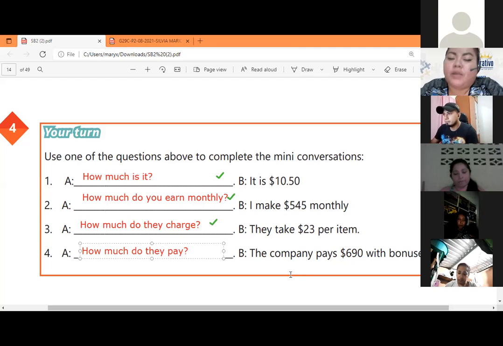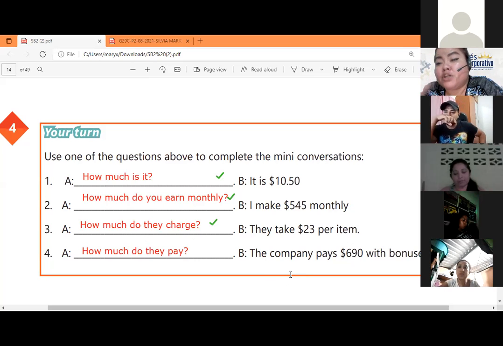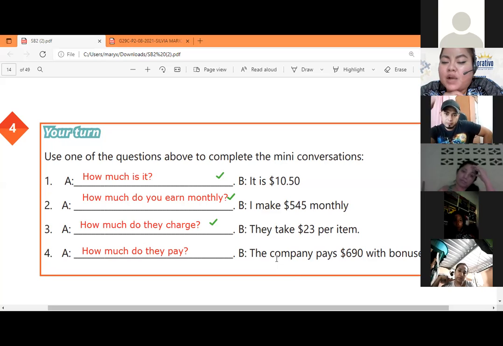How much do they pay? Y miren acá, necesito que se pongan atención. La pregunta dice, how much do they pay? Y luego la respuesta dice, the company pays 690 with bonuses, right? Un call center, I said, okay. Now, when we have the question here, how much do they pay?